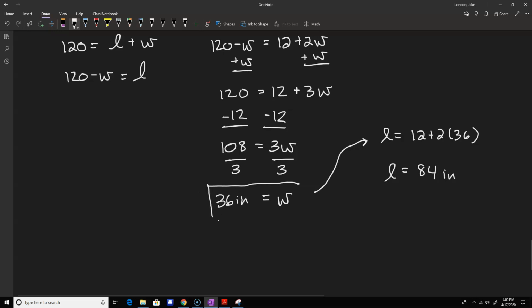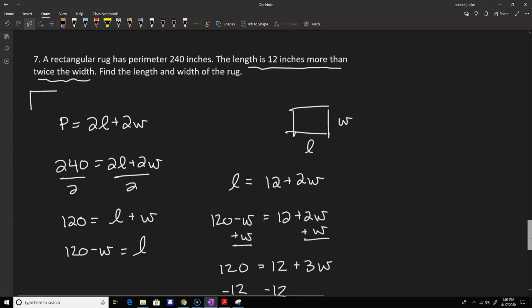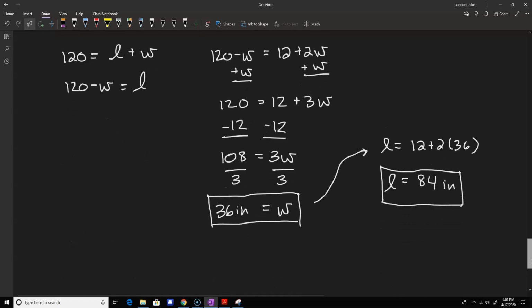Twice the width plus twice the length. Does that come out to our 240 inches? Well, twice 84 is 168, and twice 36 is 72. So 72 plus 168 does come out to 260 inches. So I said 260, I meant 240. So 168 and 72 would come out to 240 inches. I don't know why I said 260. But anyway, so that's it for that word problem.